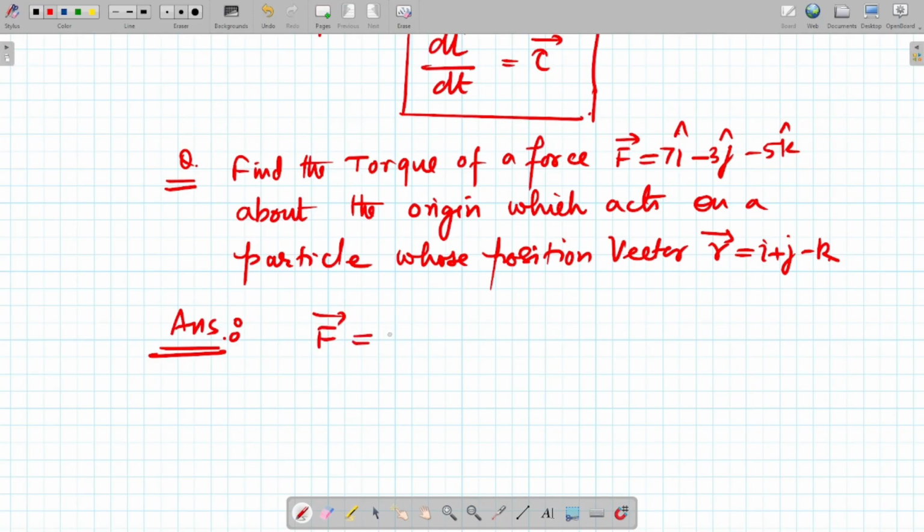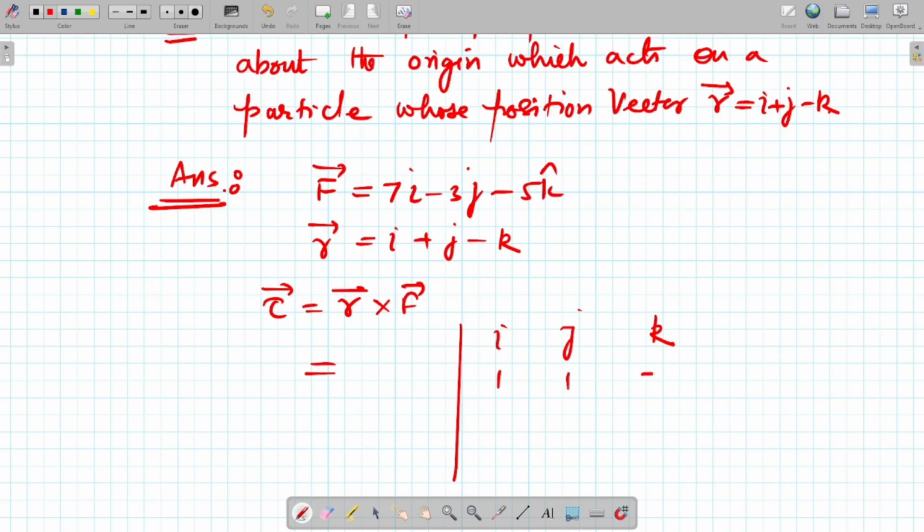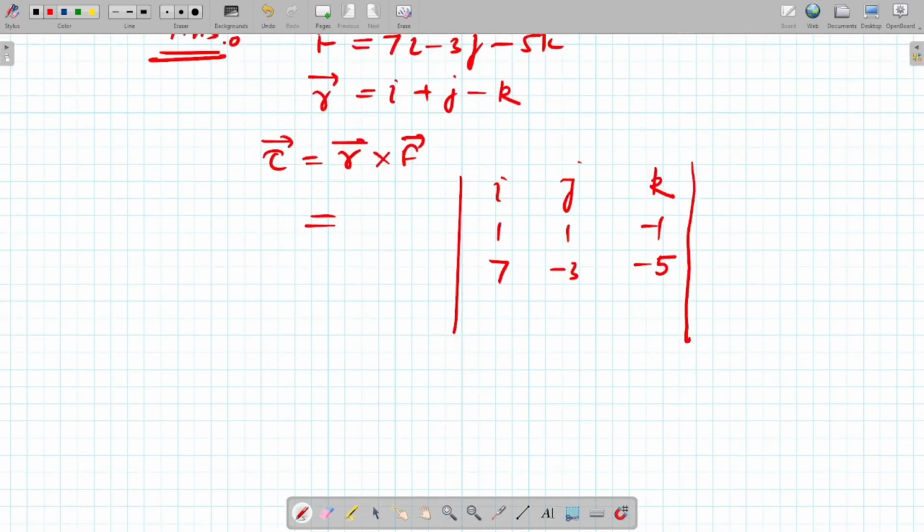Write down your position vector. F is 7i minus 3j minus 5k, and r is given as i plus j minus k. And what is your formula? Tau. You have been asked for tau, it will be r cross F. So you can write down i j k, 1 1 minus 1, 7 minus 3 minus 5. So can you tell me what is the value?